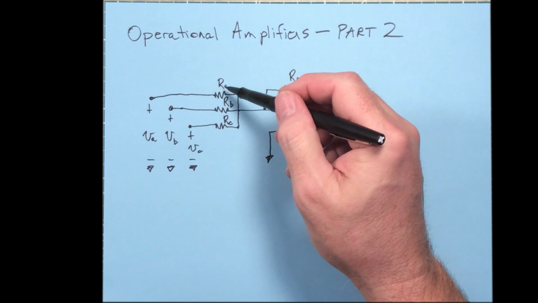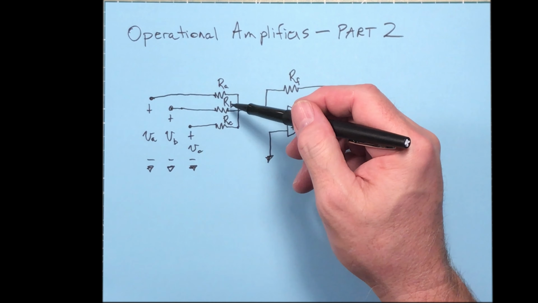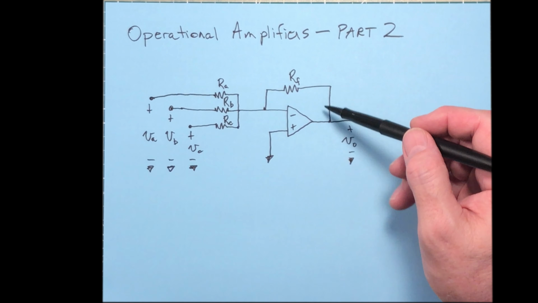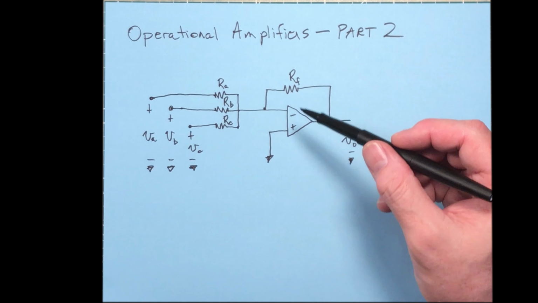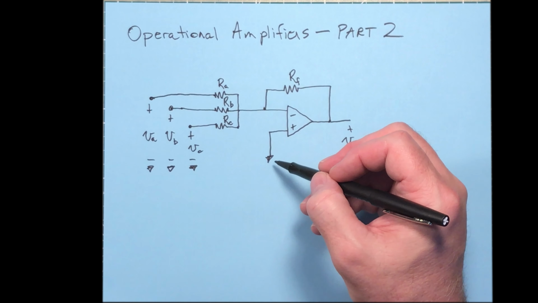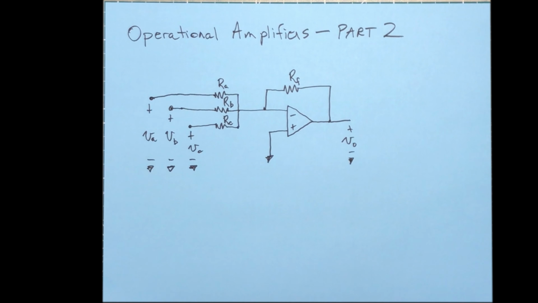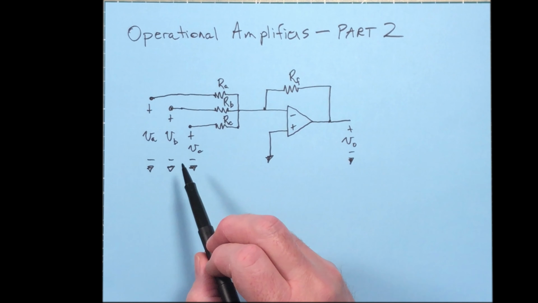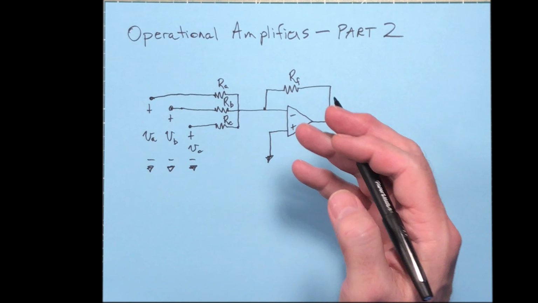All right, and when it's passing through these three resistors, R sub A, R sub B, R sub C, you can see we've got one feedback resistor here, and the non-inverting input goes straight to ground here. We'll use the techniques that we've learned already to solve this one, and what you're going to see is that the output is going to be a scaled sum of the input.